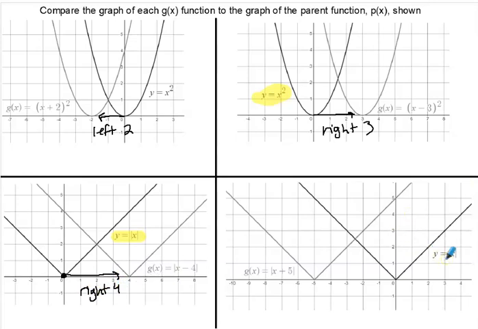In our fourth equation, I've got my parent function centered at the origin, and my new function g of x has a plus 5 inside the absolute value with x. I'm going to expect that to move my graph horizontally opposite what we would think. So I would expect it to move left 5. And sure enough, starting at 0 and moving left 5, we end up with our new graph.